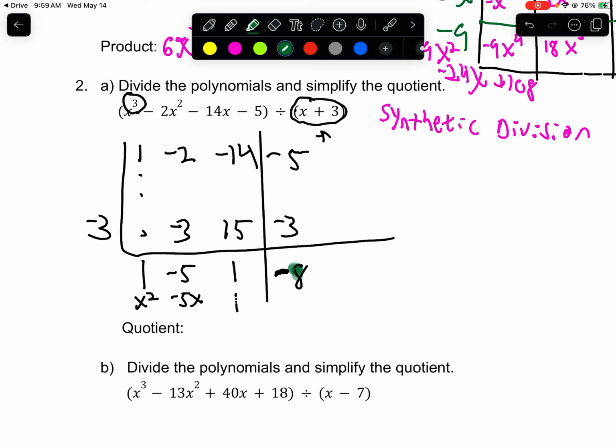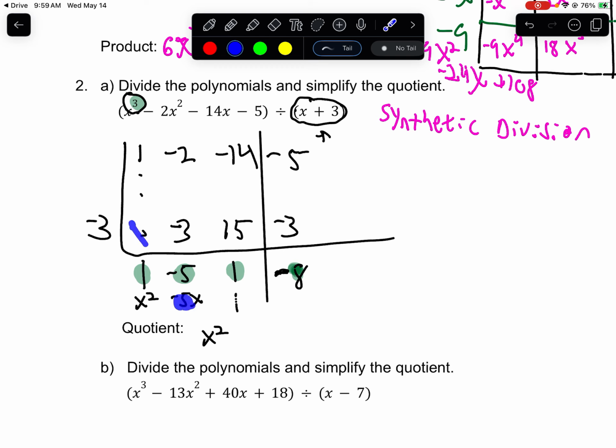So what we would do is these are the coefficients right here. This, that, and that. If this was x to the third, it's now going to be 1x squared. And if it was negative, and this was, and then this term would be the negative.